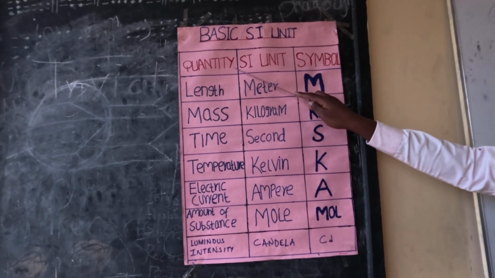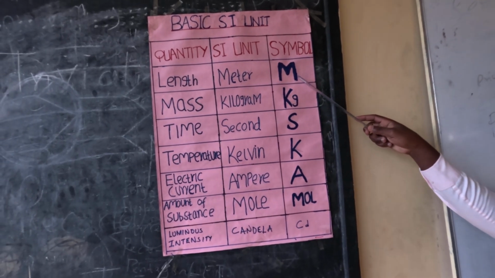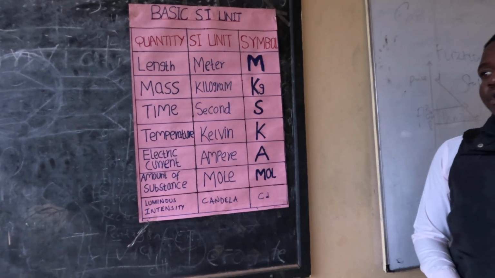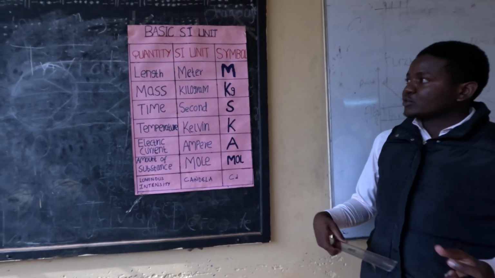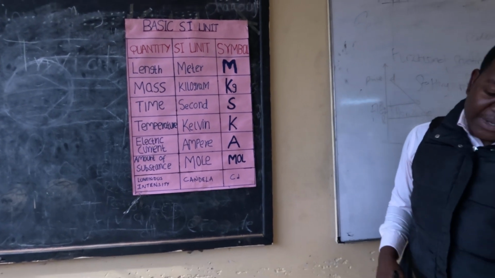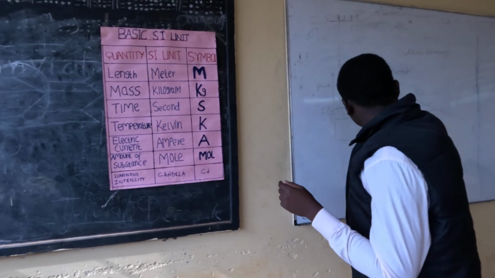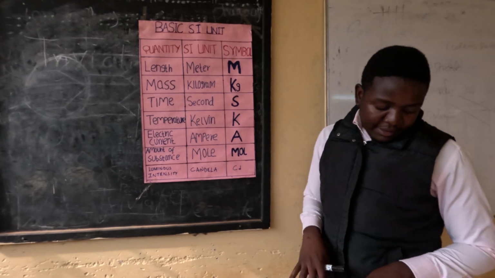The SI unit for length is meter and the symbol is m. Length simply refers to the distance between 2 points. You can have point A and point B. The distance between A and B is what we refer to as length. For example, measuring the length of a classroom, from one corner to the other corner.